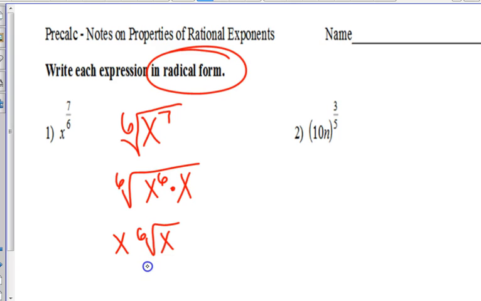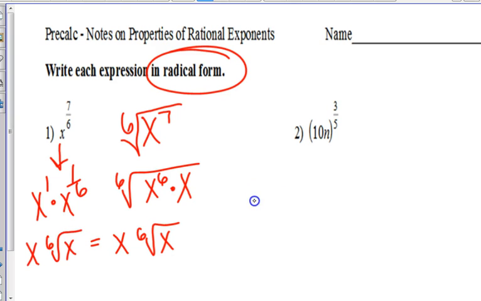Another way to think about that, this will make sense to some of you. This is actually x to the 1 and 1/6. Yes? 7/6 is 1 and 1/6. So 1 is just an x, and this is the sixth root of x. Same thing. Okay, it's equivalent.